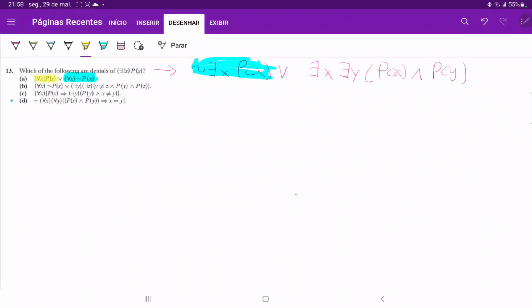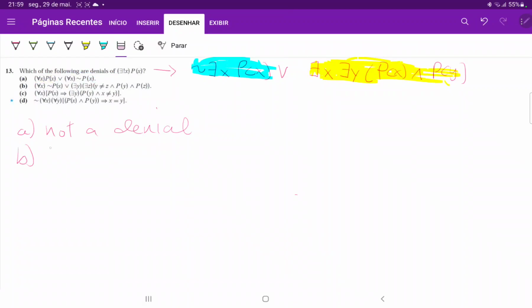For all x, p of x, right? Does this part take care of this part? Well, no, right? Because what if the universe only has one element? Then it's not the case that there's more than one element, which would make it false. So for A, we're going to say not a denial. Right? It is a denial of the existential, but it's not a denial of the unique existential. So that's that. Let's take care of B.